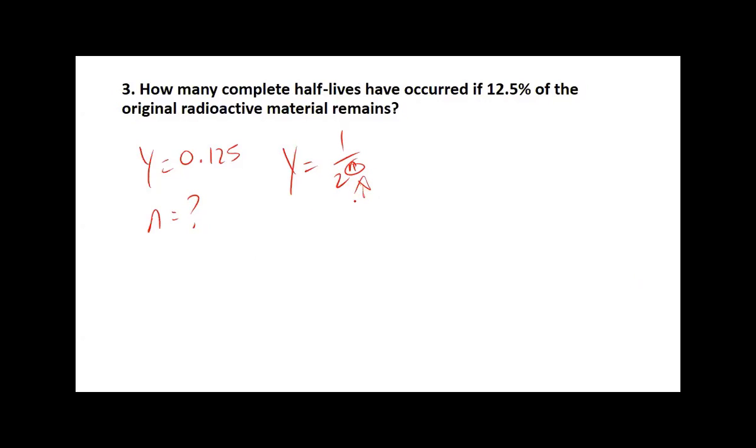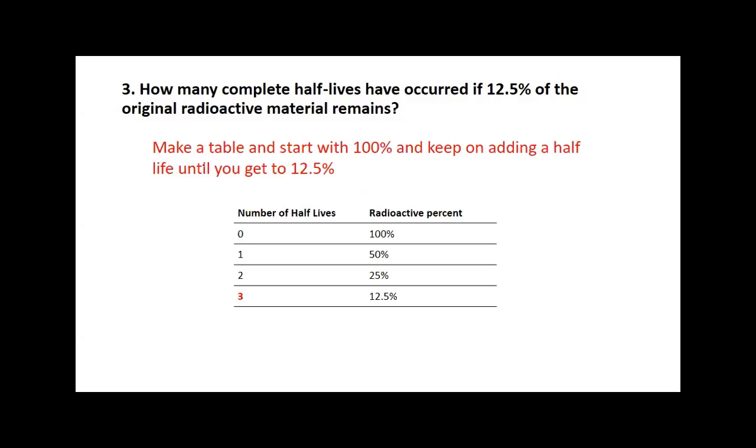I'm not going to worry about the math on that right now, but you could have done it that way if you feel comfortable with the math, or you could just start cutting in half, cutting in half, cutting in half. So you would have started here: 100% at 0, 50% at 1, 25% at 2, 12.5% at 3. That's what you're asked for, and that's 3 half-lives.